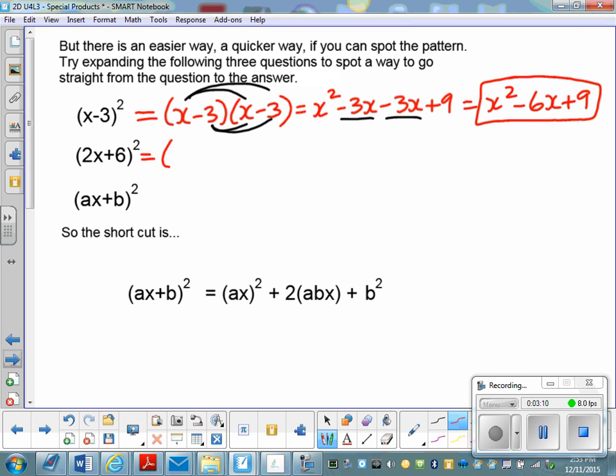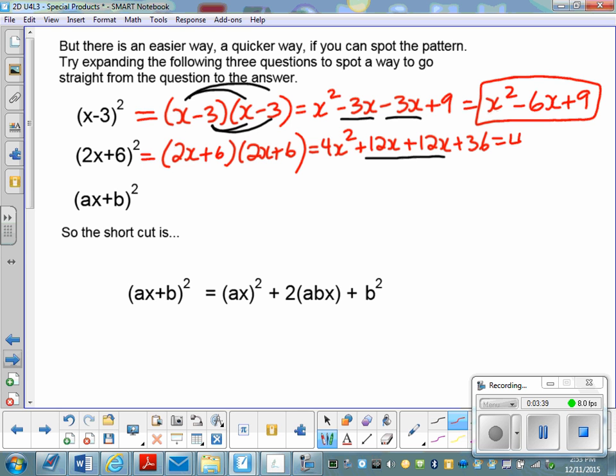So let's try the next one, 2x plus 6 squared. So we write it out twice. When we do FOIL on that, we're going to get 4x squared plus 12x plus 12x plus 36. And again, there we have the same middle terms here. Shows up twice. And when we simplify this one, we get 4x squared plus 24x plus 36 as our answer there.